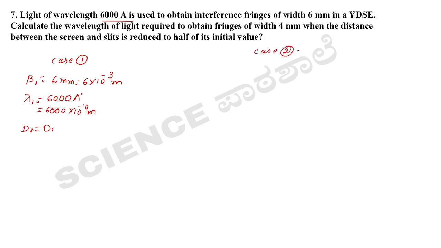Case 2. Calculate the wavelength of light required to obtain fringes of width 4 mm. Beta 2 is given. Fringe width 4 mm is equal to 4 into 10 raised to minus 3 m. Next, lambda 2 we have to calculate. Here, most important, the distance between the screen and slits is reduced to half of its original value. If the original value is D, the new one D2 is going to be D by 2. Okay? Now calculate here.